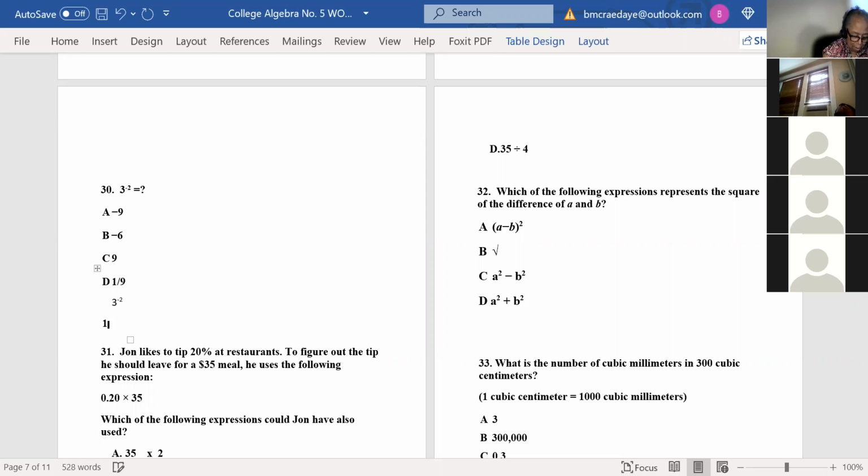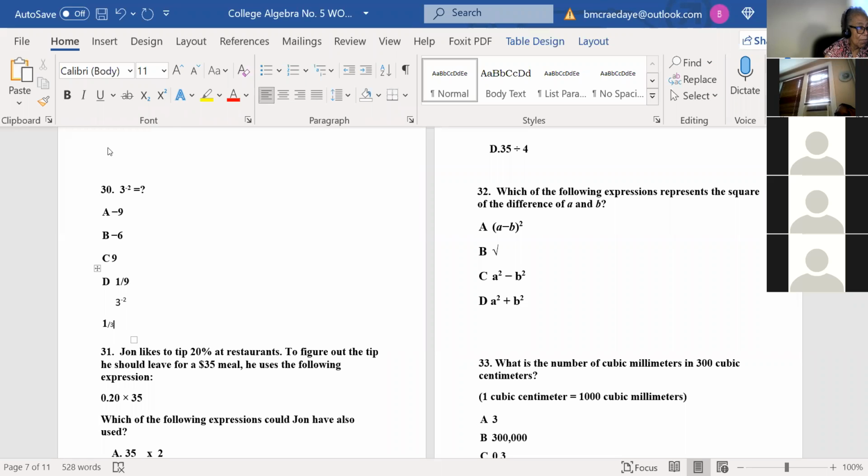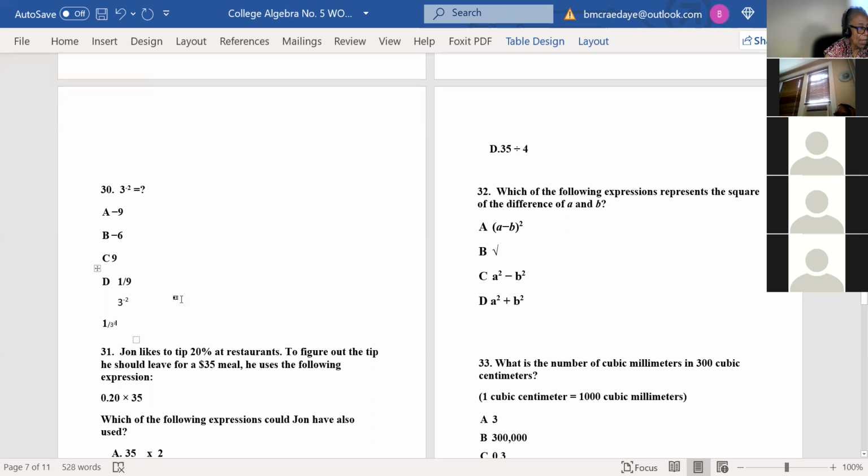1 over 3, and the 3 would be to the second power. And that's 1 over 9. So that one we don't have to do because we did it. I remember it. So that's answer D.